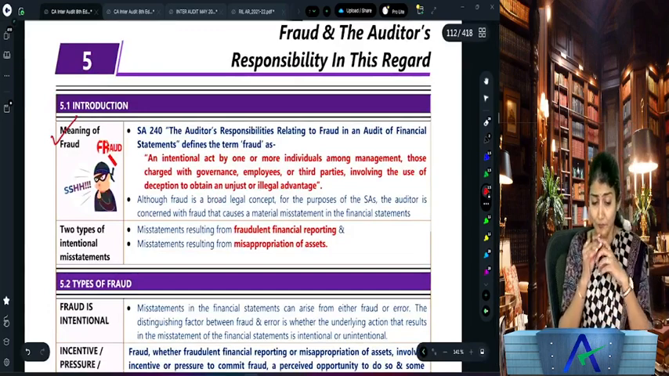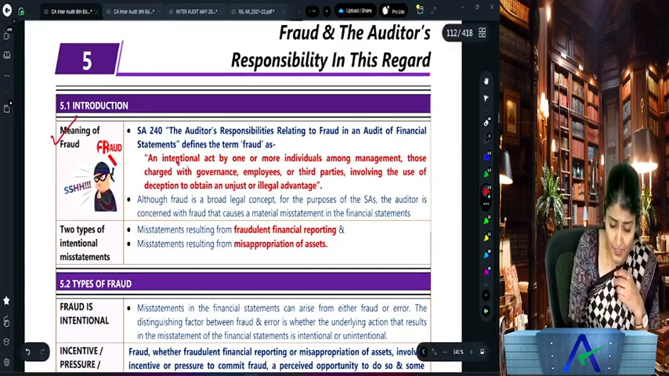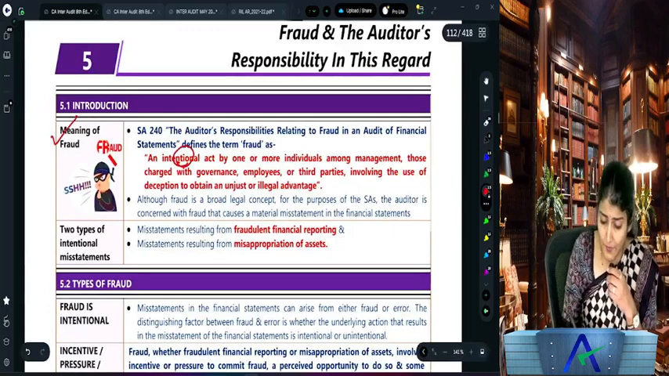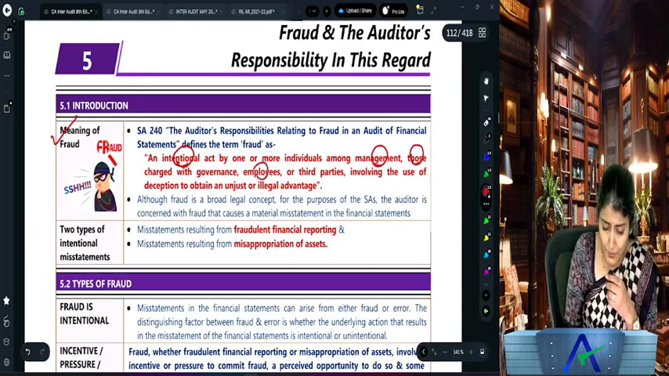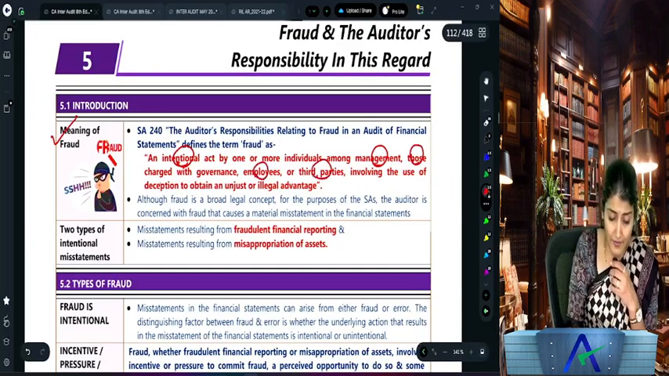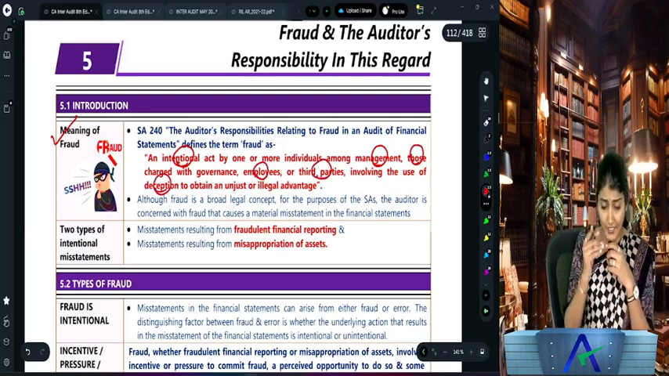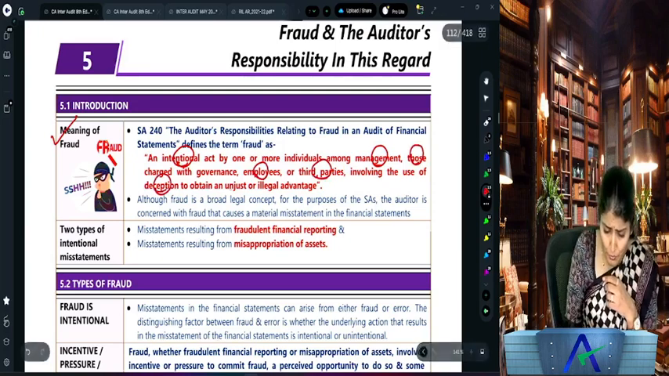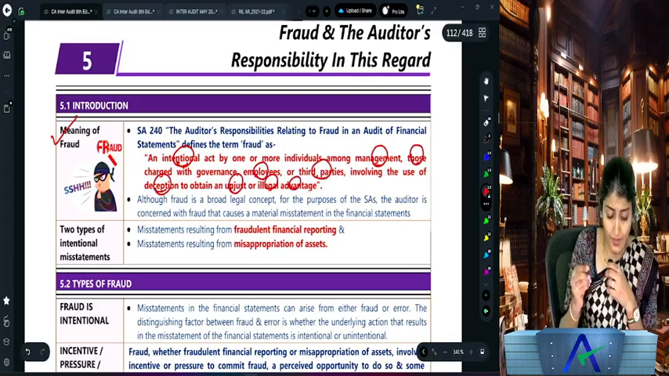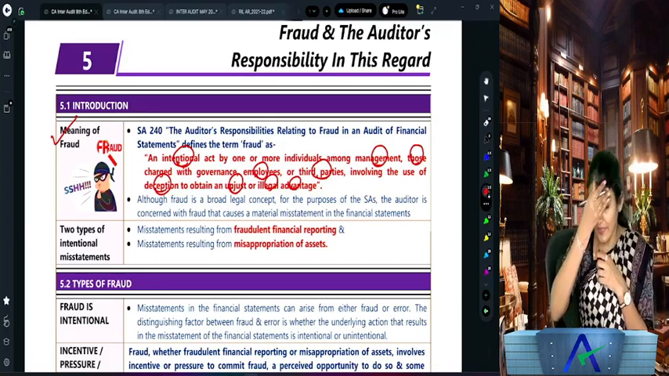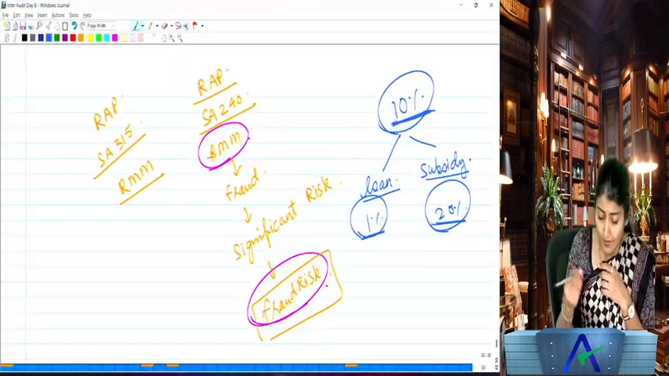What is fraud? It is an intentional act by one or more individuals among management, TCWG, employees or third parties involving the use of cheating. Why cheating? To obtain an unjust or an illegal advantage. Okay, right. And then after that, what does it say? Right, what are the two?